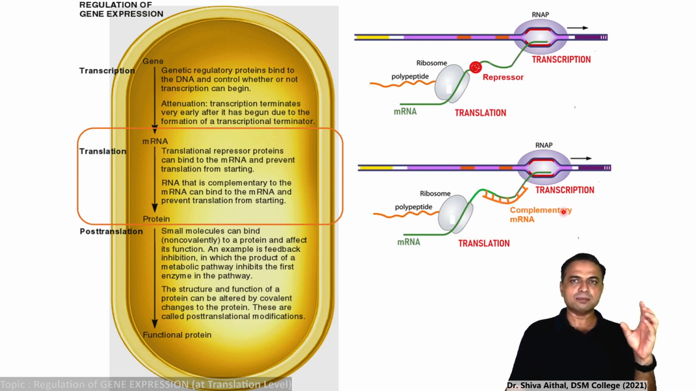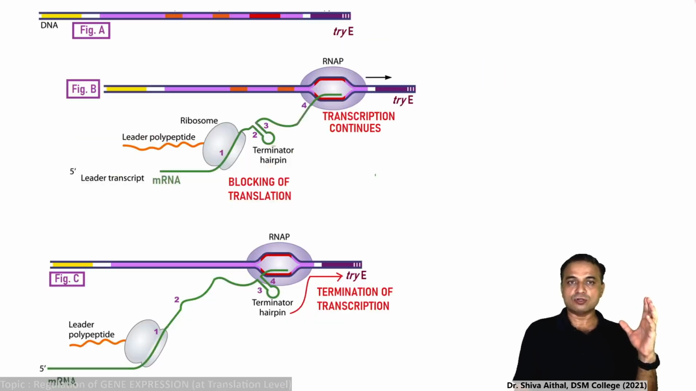These two are the basic mechanisms of control. Regulation is control. Once this complementary mRNA is degraded, translation may start. Once this repressor is removed or degraded, translation may start. So regulation is putting it on and off. This is the level. But there are many other ways also in the cell by which the translation is controlled.